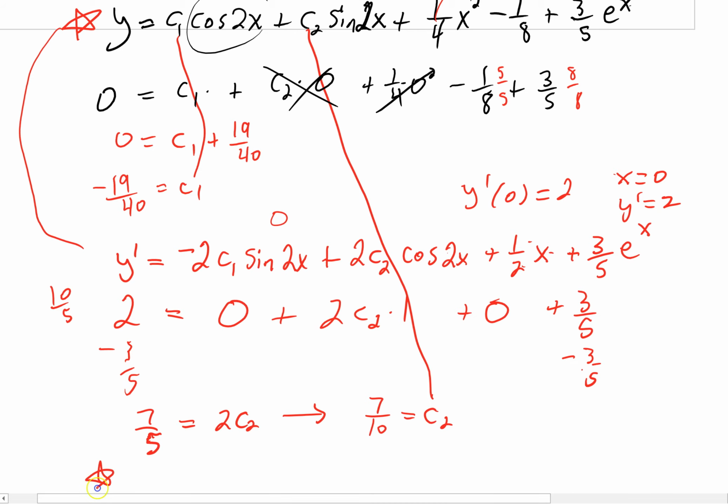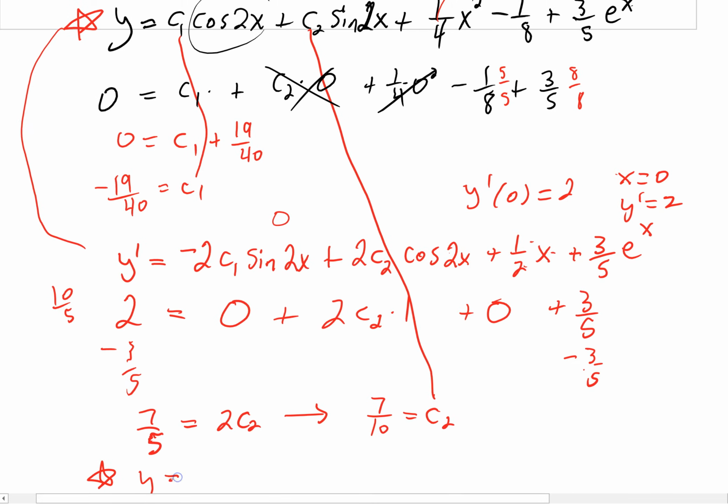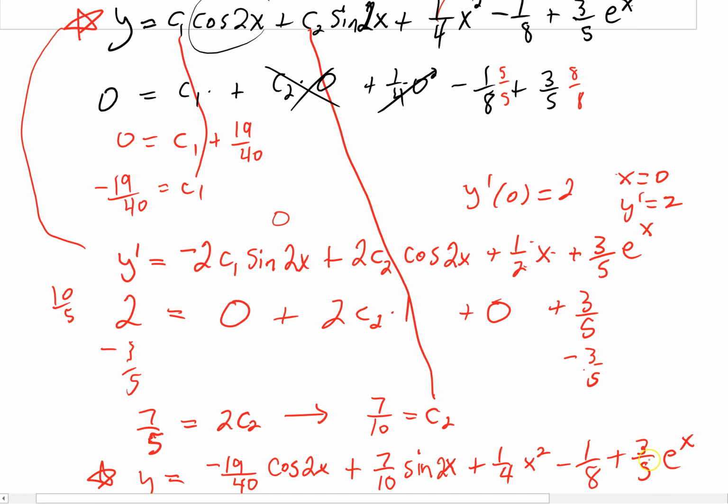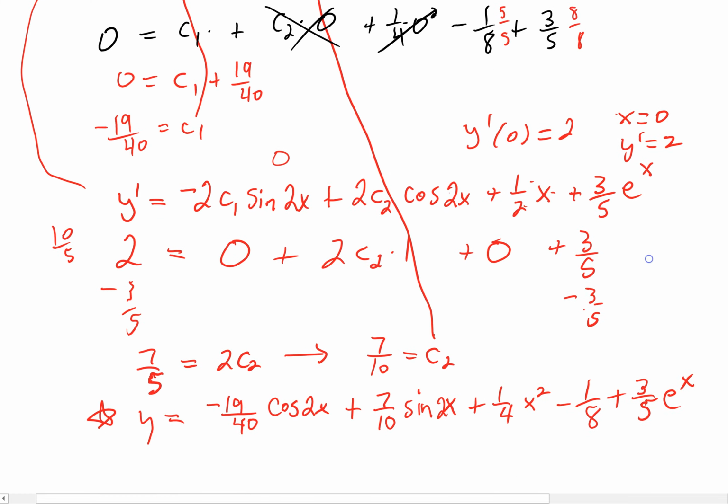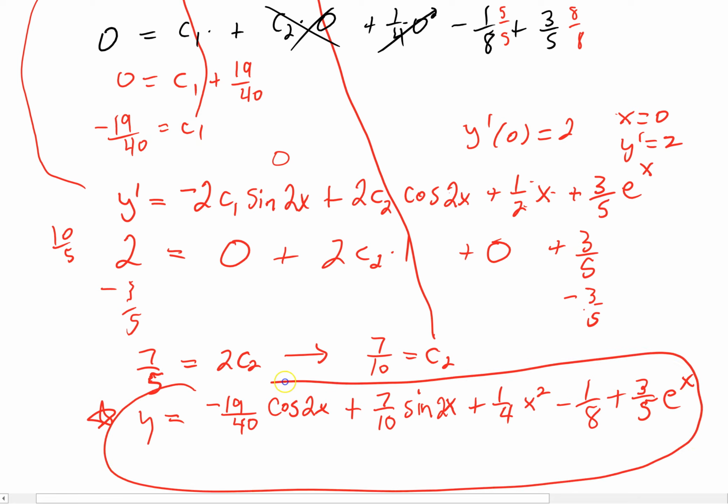And that means that we can write our final answer. C1 is negative 19 over 40, cosine of 2x. C2 is 7/10 sine of 2x. And look at that. Here we are wrapping it all up. So expect to see some problems like this on your final summative. I hope this helps. Best of luck to you.